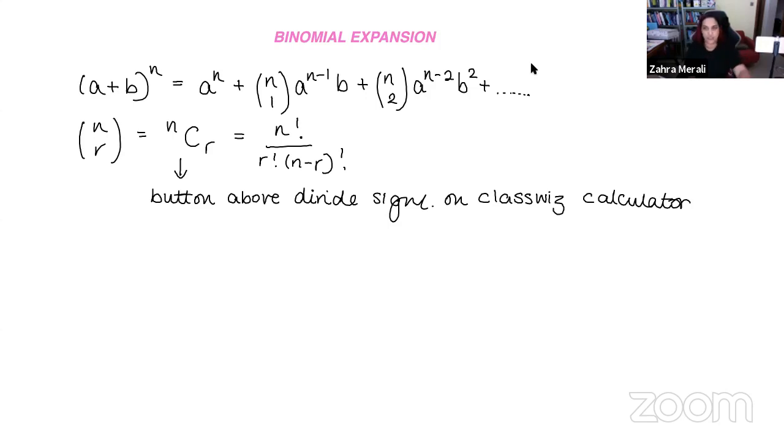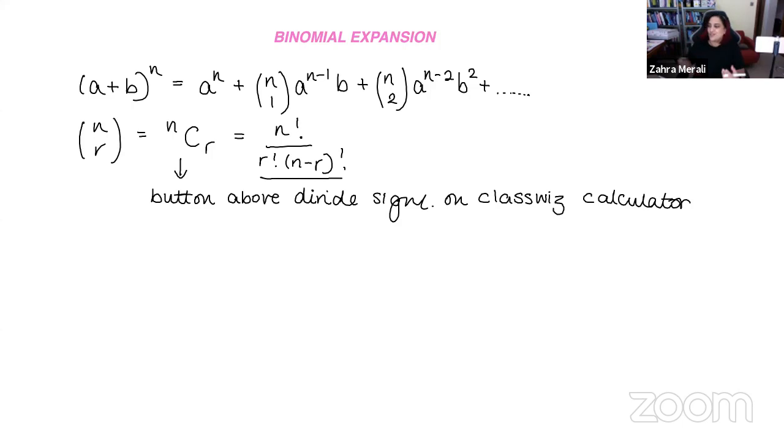And if you have a look at your calculators, so if you're doing A-level maths in the UK, I really recommend you have a ClassWiz calculator. It's a Casio calculator. And above the divide sign, so it's the button above the divide sign, you'll see it says nCr. In your formula book, you will also be given how it breaks down to look like this.